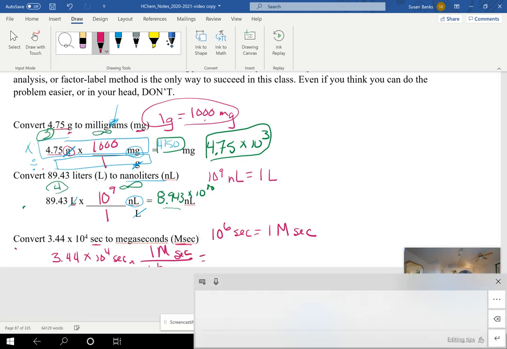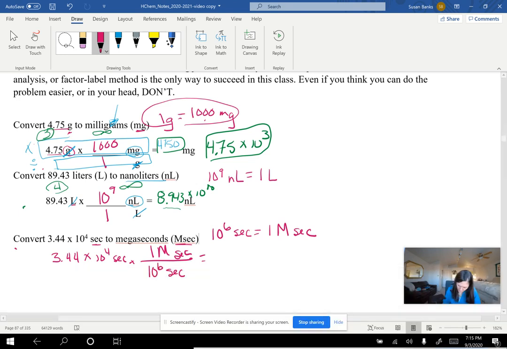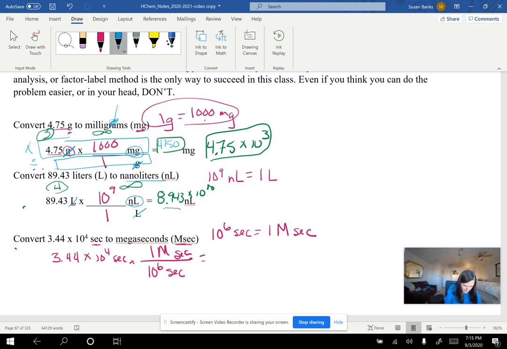Okay, so I don't want to do that. So I have seconds over seconds. So that means my seconds are going to cancel. And I'm left with megaseconds, which is what I wanted.